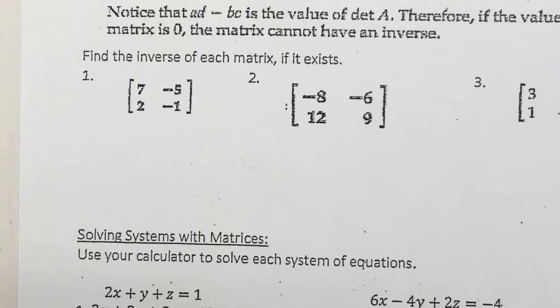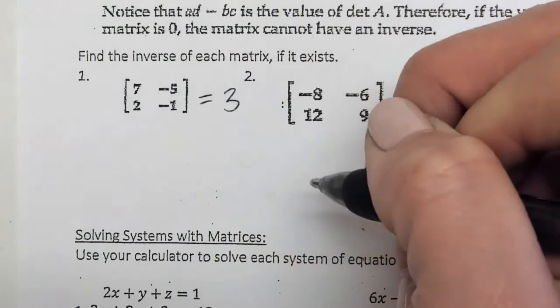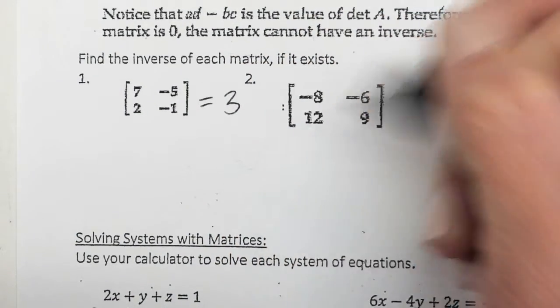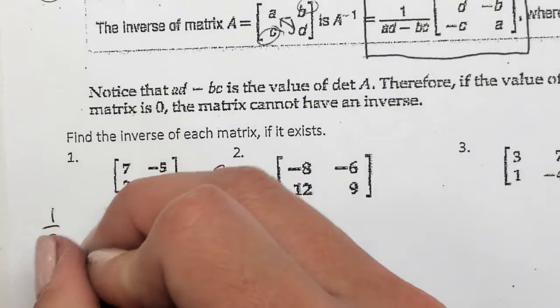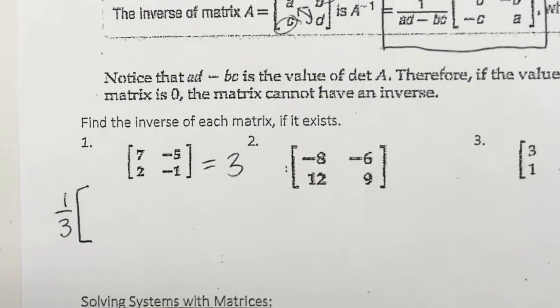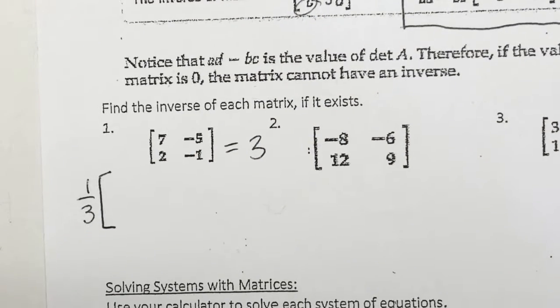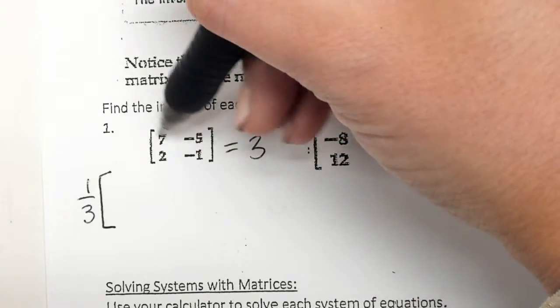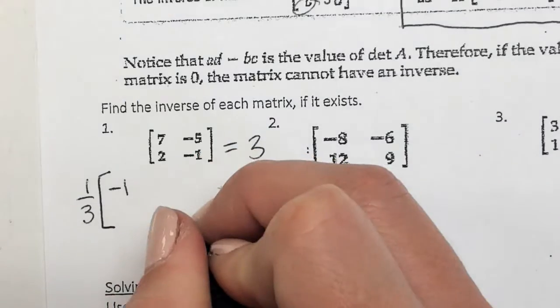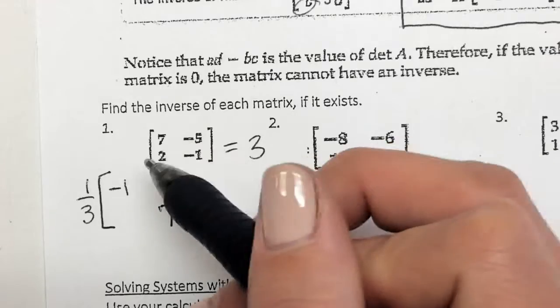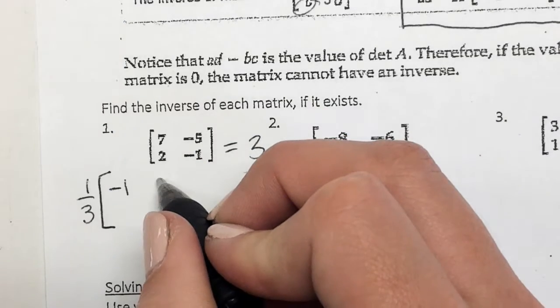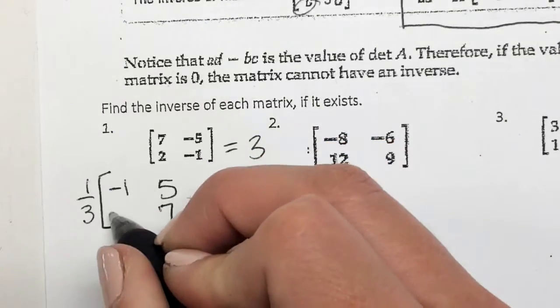What did we get for the determinant? What'd you get? 3. Very good. Do I need to go over how we got that? Okay. So here's the formula. It's 1 over this that we just found. So 1 over 3 times. And which 2 do we swap? Yeah, the A and D. So right here is going to go -1. Right here is going to go 7. Just swapping them. What are we going to do to these 2 right here? Yes, so this would become 5 and yes.